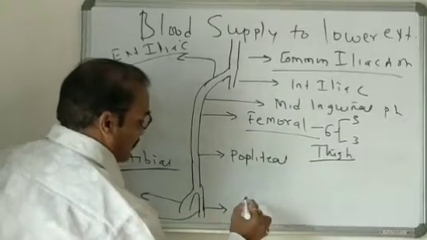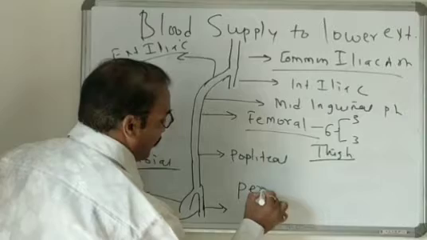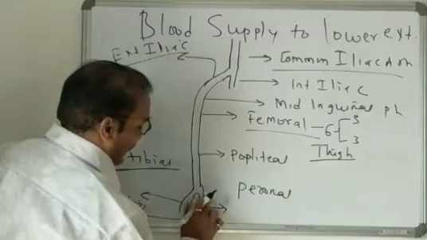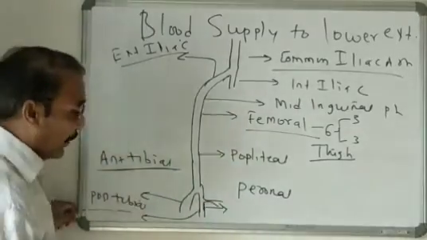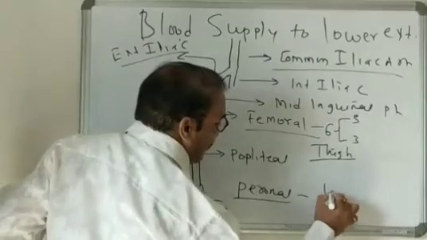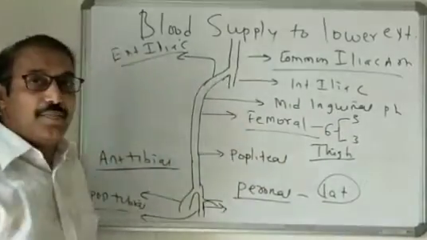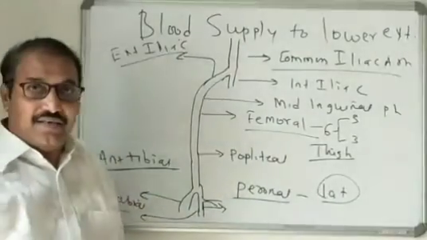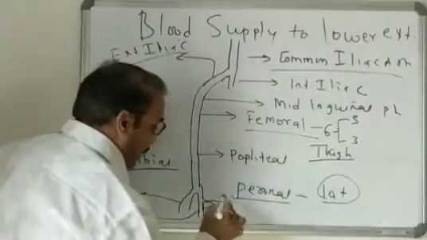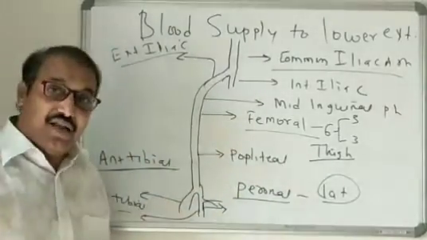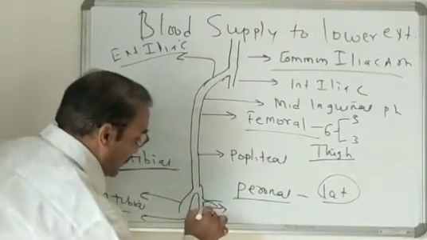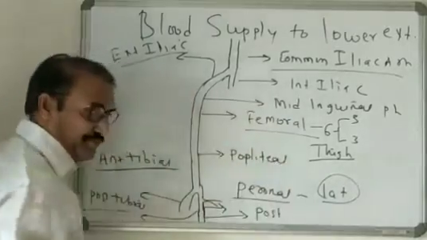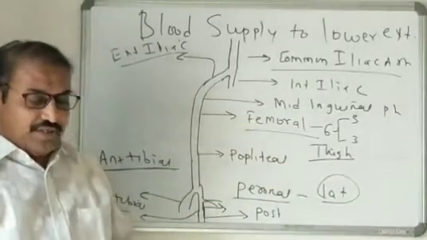in the leg region, it gives an important branch, that is the peroneal artery. The peroneal artery supplies the lateral compartment of the leg. The anterior tibial artery supplies the anterior compartment of the leg. The peroneal artery, a branch of the posterior tibial artery, supplies the lateral compartment of the leg, and the posterior tibial artery itself supplies the posterior compartment of the leg. Clear? The posterior compartment of the leg.